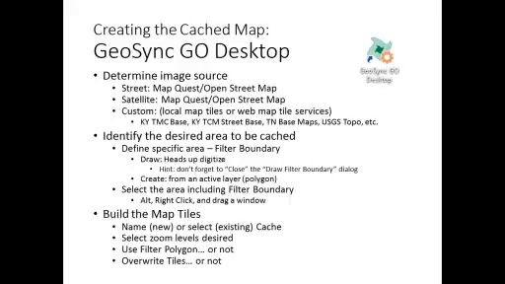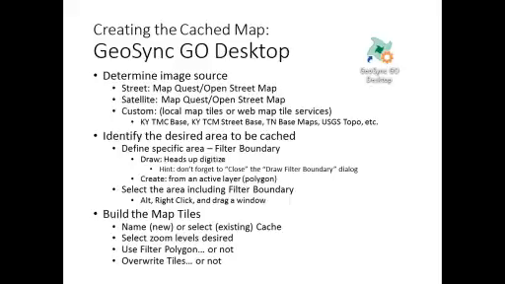From there, we would, excuse me. Or you can use, not only can you draw a filter boundary, you could also create a filter boundary if you have an existing polygon layer in your GeoSyncGO project. You can actually select that and use it as your filter boundary.